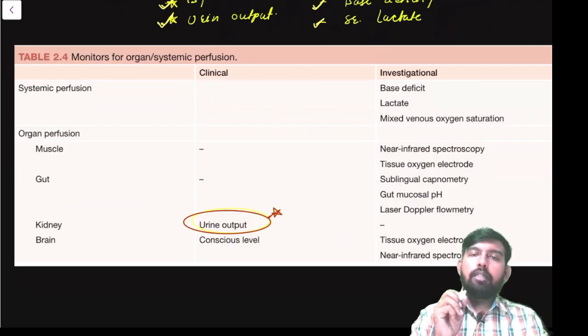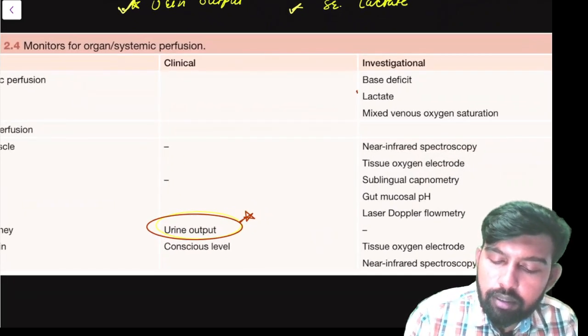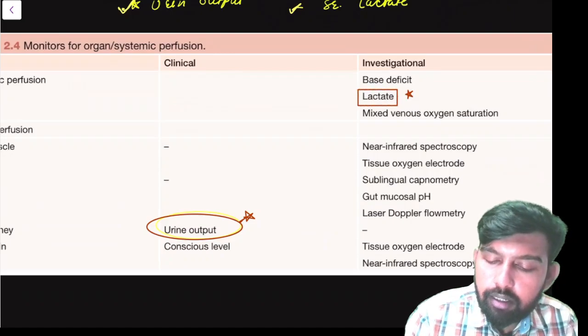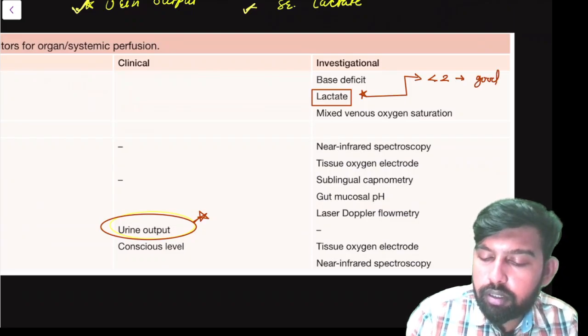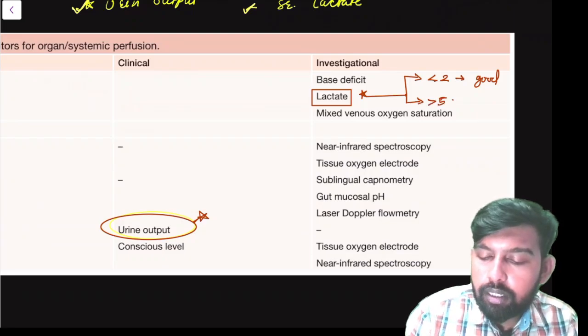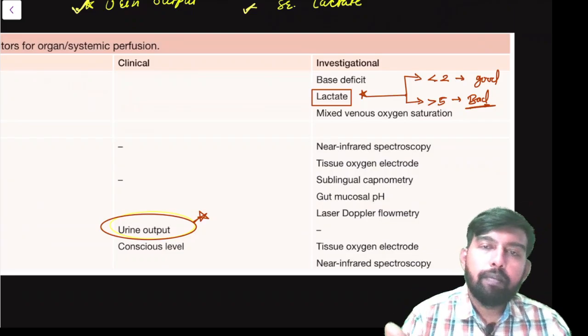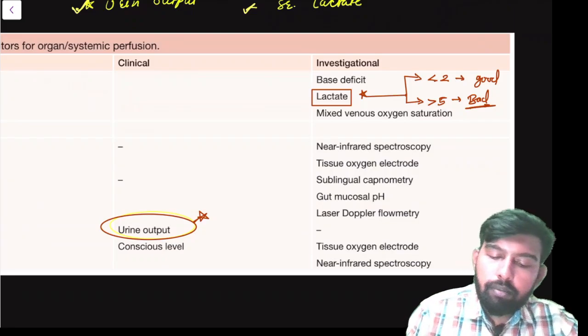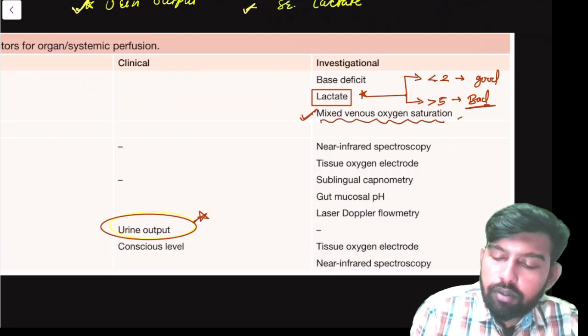But the best investigational parameter for the tissue perfusion is the serum lactate level. If the lactate level is less than 2, it means there is a good resuscitation. If the serum lactate is more than 5 milliequivalent, it means there is a bad prognosis, or the resuscitation is bad or inadequate. So another important factor is the mixed venous oxygen saturation.